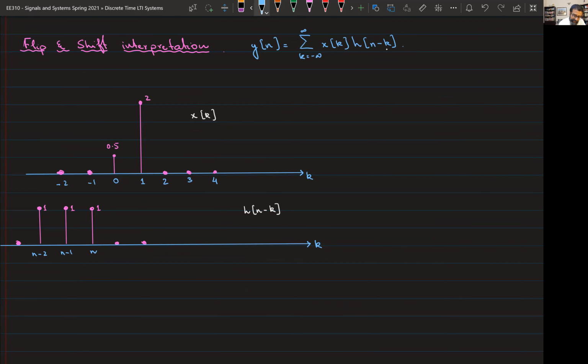So this particular case that you see on your screen here corresponds to the case where n is less than 0. And then what would y of n be? y of n for this particular n would be the multiplication of x of k and h of n minus k. You multiply the two signals together, and then you sum everything up. So when n is less than 0, what do you get?